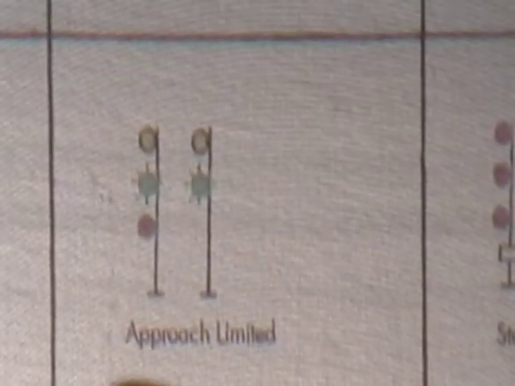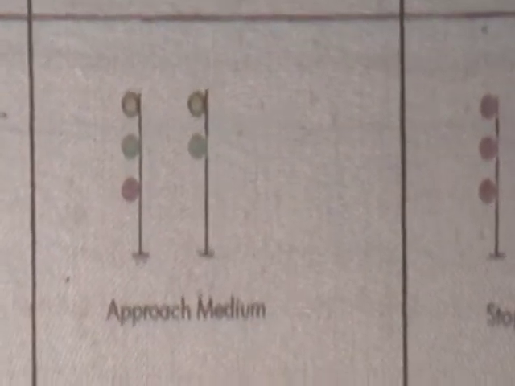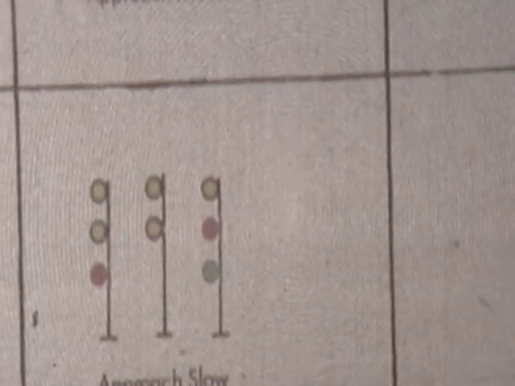If we put the yellow on the top and another color below it, then we have a signal that's going to be named an approach signal. So if we have a yellow over flashing green, it's approach limited. If we have a yellow over a steady green, it's approach medium. And if we have a yellow over red over green, it's going to be approach slow.